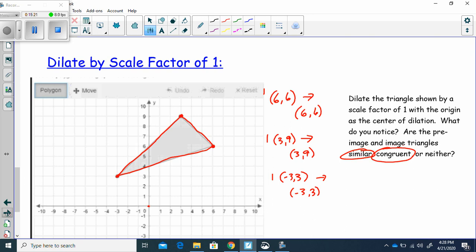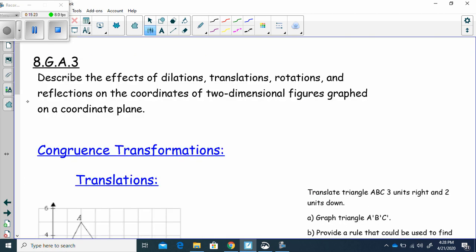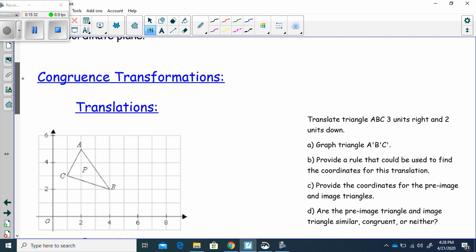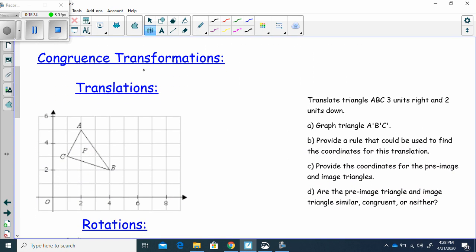Now let's look at the other type of transformations. All of those were dilations. Those were not congruence transformations except the dilation by 1. Let's look at those that are always congruence transformations. Let's start with translations. This has us translate this triangle ABC 3 units right and 2 units down. So every point we go 3 units right, 1, 2, 3, and 2 units down.